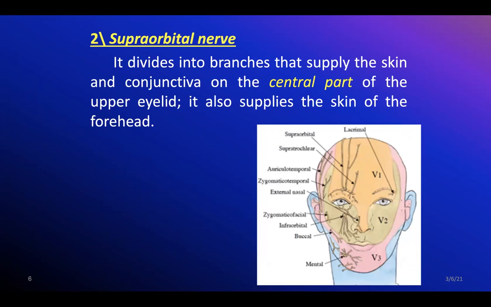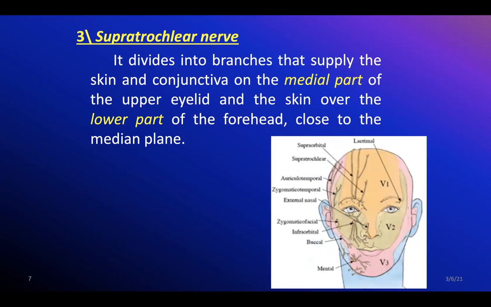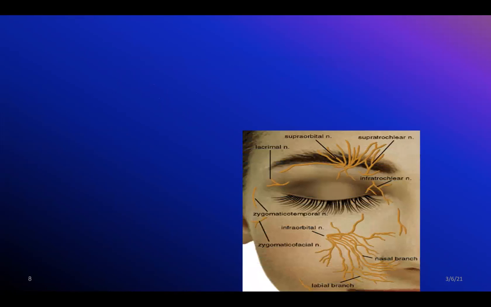We have the supraorbital nerve, divides into branches that supply the skin and conjunctiva on the central part of the upper eyelid, also supplies the skin in the forehead. We have the supratrochlear nerve divides into branches that supply the skin and conjunctiva on the medial part of the upper eyelid and the skin over the lower part of the forehead, close to the median plane. These, the supratrochlear, the supraorbital, the lacrimal.